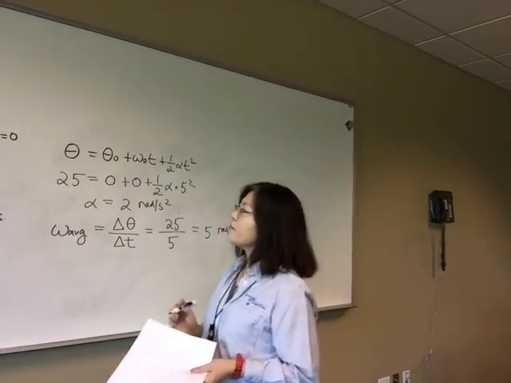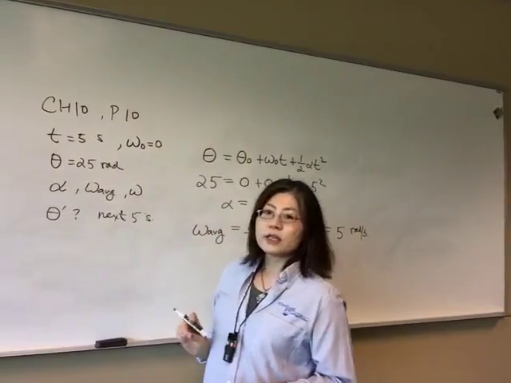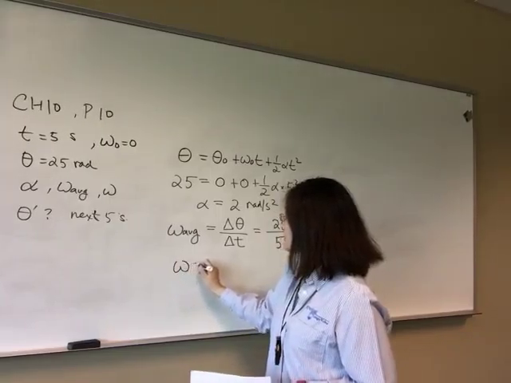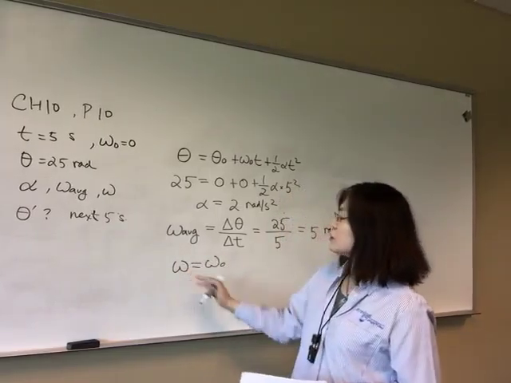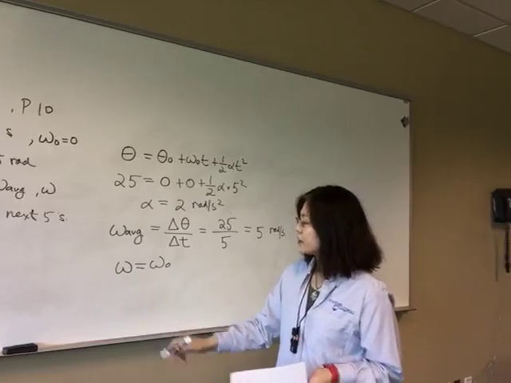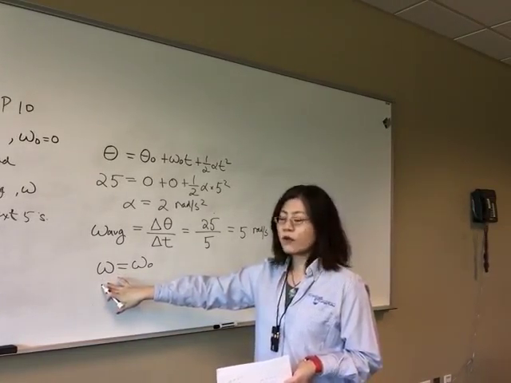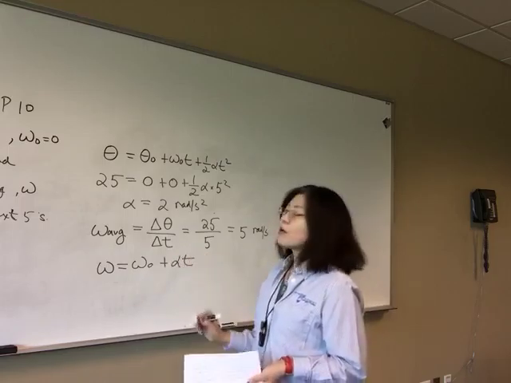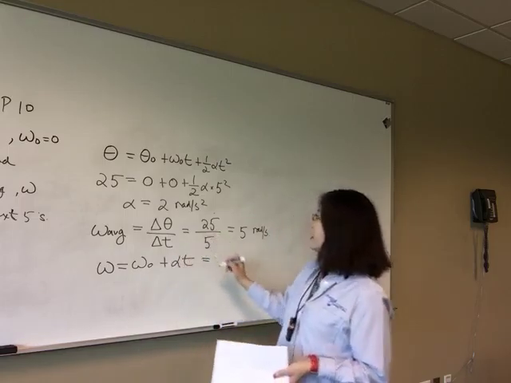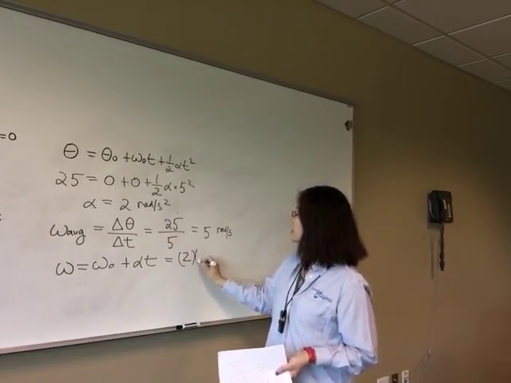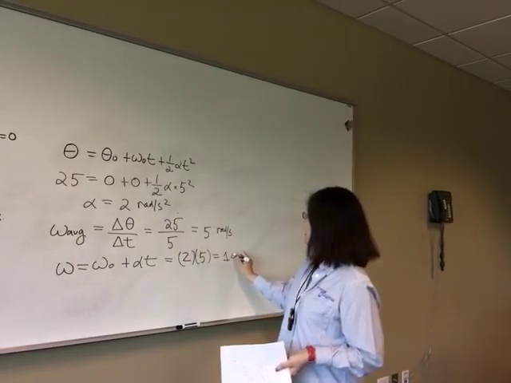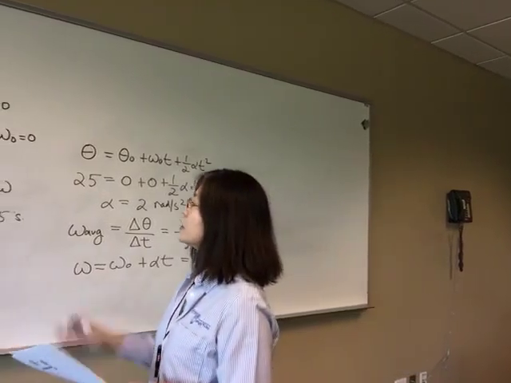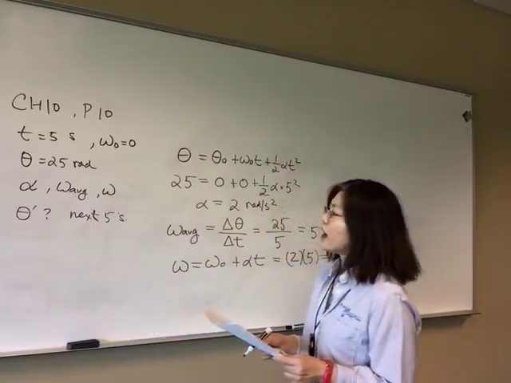Okay. And then you'll also find the angular velocity at the time 5 seconds. Another equation that relates the initial velocity to the final velocity is this: the final angular velocity is equal to the initial angular velocity plus the acceleration times time. You have everything in front of you. Your alpha is 2 and your time is 5. So you got 10 radians per second. You can see that this is your instantaneous angular velocity at time 5 seconds.